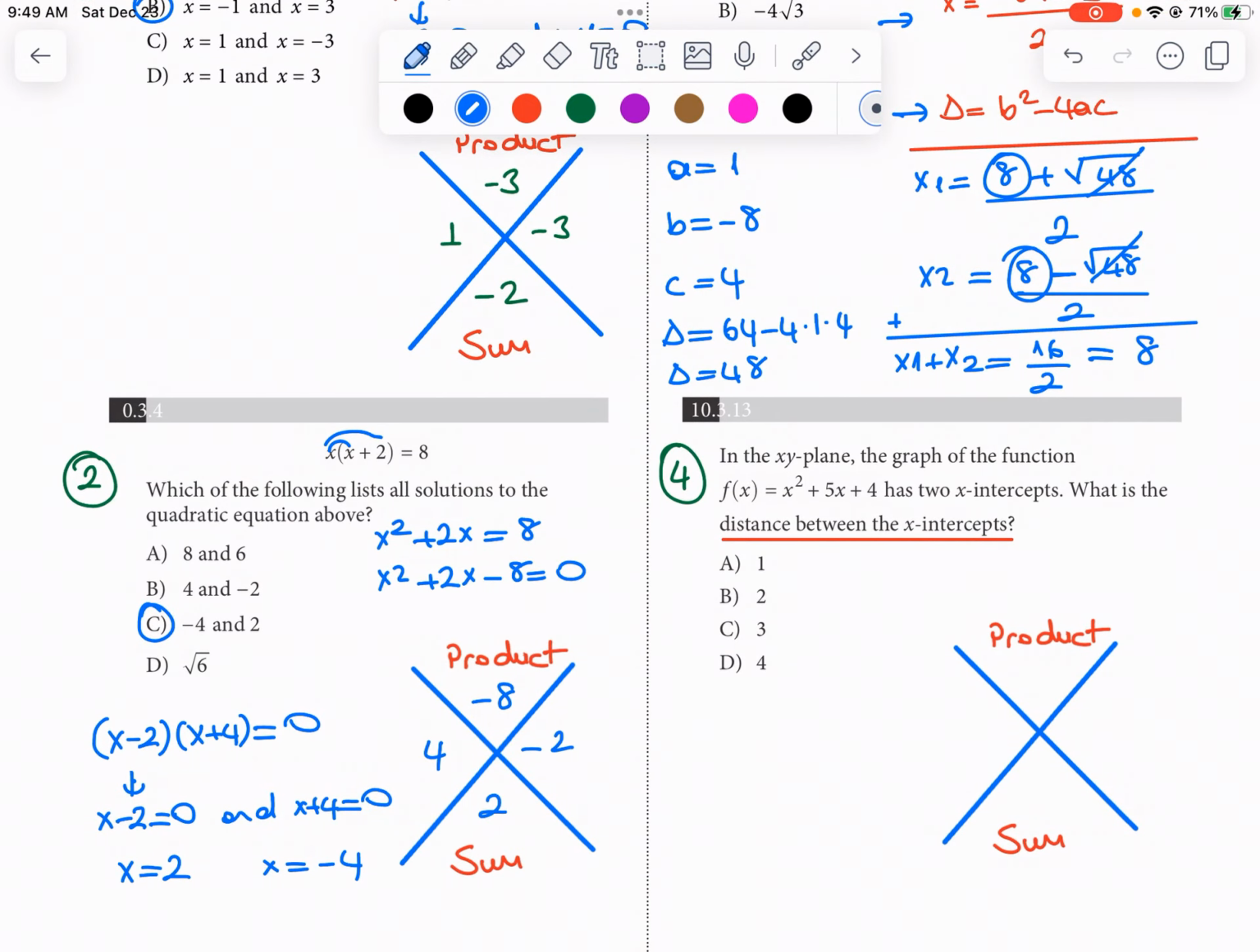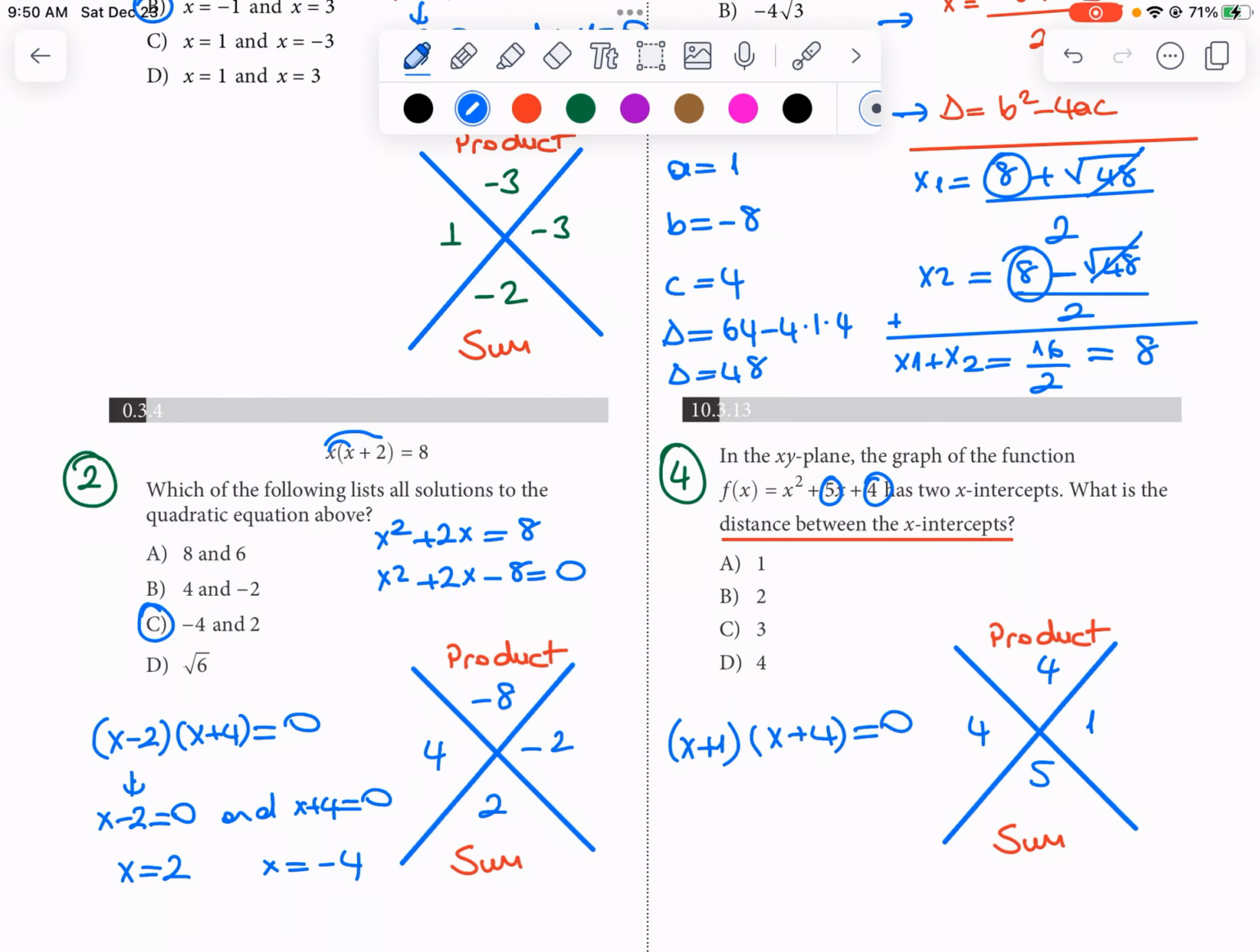And the next question, question 4. For this question, we have a function which is equal to x squared plus 5x plus 4. And this function has two x-intercepts, so it means it has two solutions. So what is the distance between the x-intercepts? First of all, we know that the product of two numbers is 4 and the sum of these two numbers is 5. So the factors of 4 that add up to 5 are 1 and 4. So x plus 1 times x plus 4 is equal to 0.